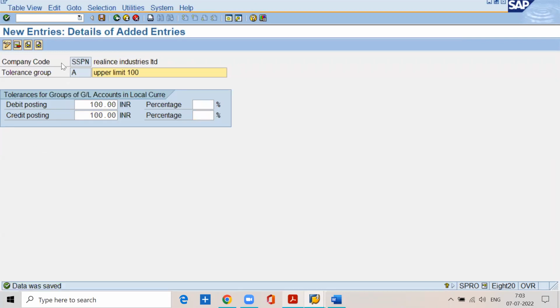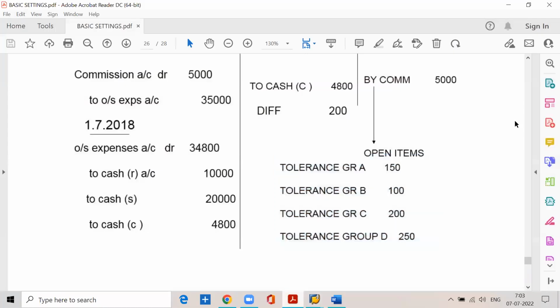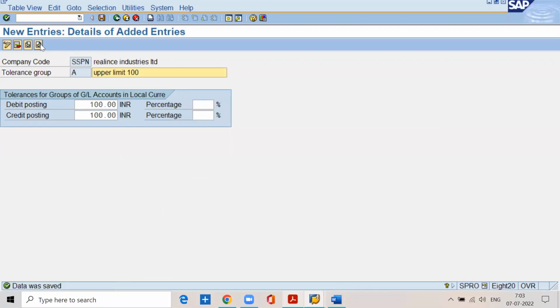Then I want to define tolerance group B, right? In that case, click on next entry button. Company code SSPN, tolerance group B, upper limit 150, debit posting 150, credit posting 150. Click on save. Then click on next entry button. Define the third tolerance group. Like that, we can define any number of tolerance groups, right?